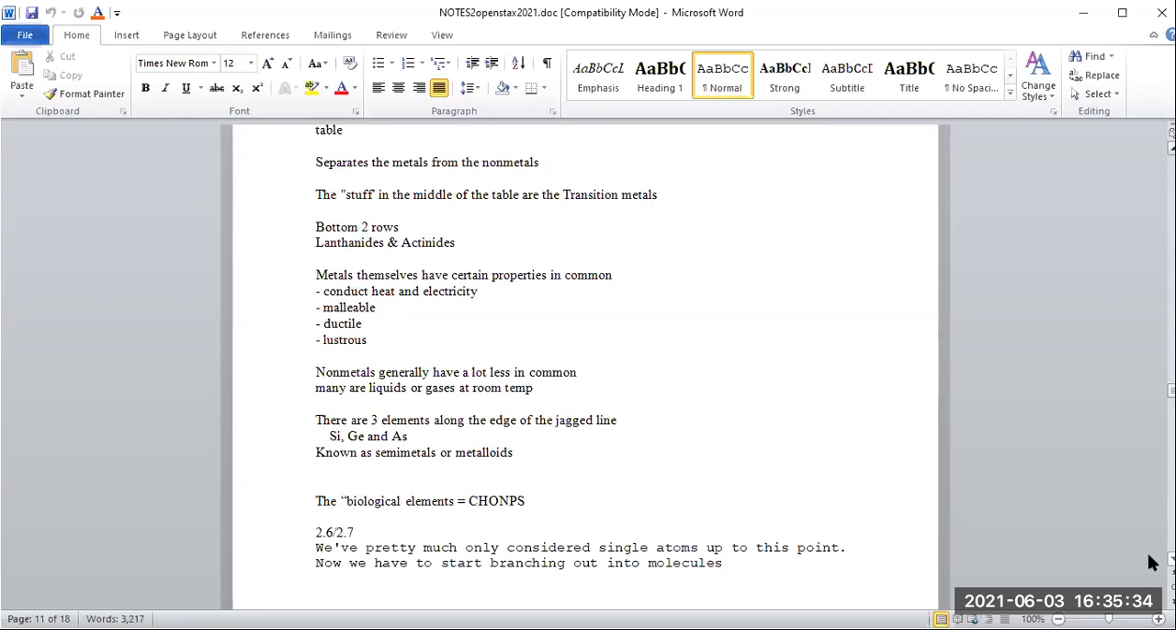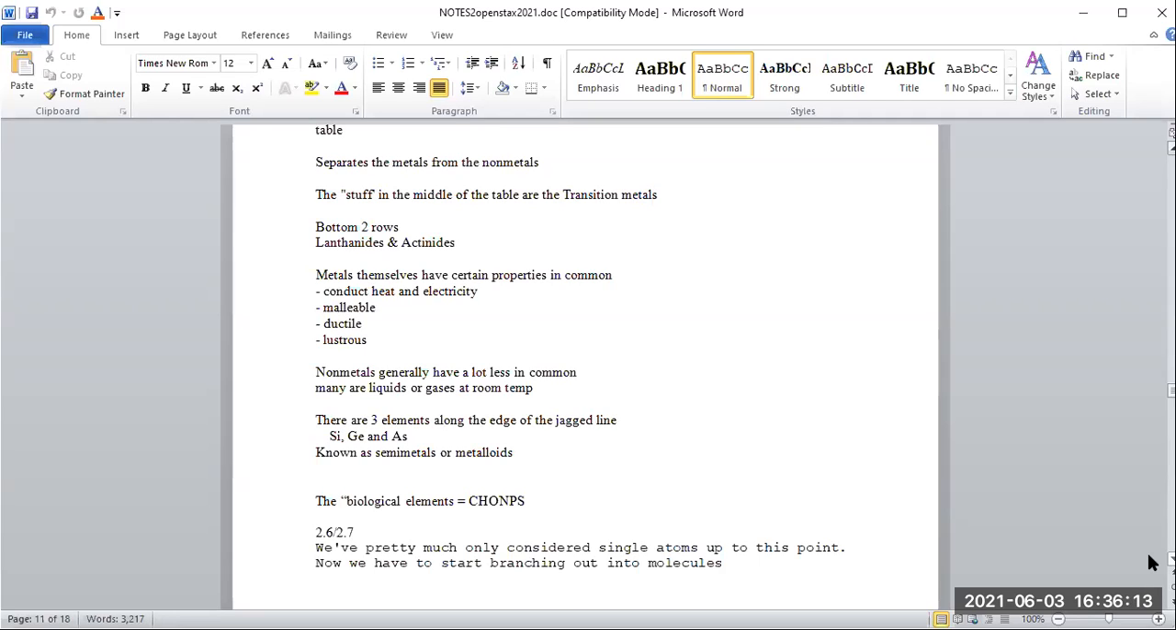Now, the non-metals, they don't have a whole lot in common. There's a couple of general statements we can say about them. Most of them are either liquids or gases. If you look at the color-coded table that is in your textbook, it makes it a little more obvious to see which ones are gases and which ones are liquids. One of these specific liquids being bromine. Bromine is a liquid in its pure form. In fact, a very caustic liquid.